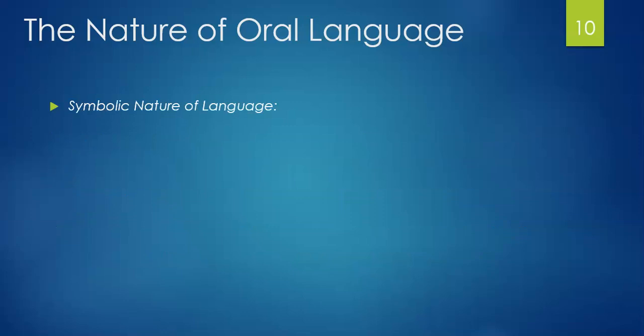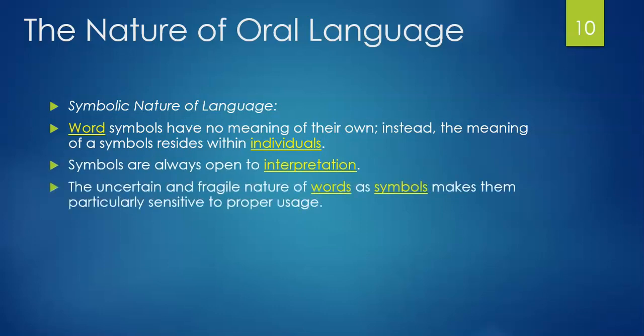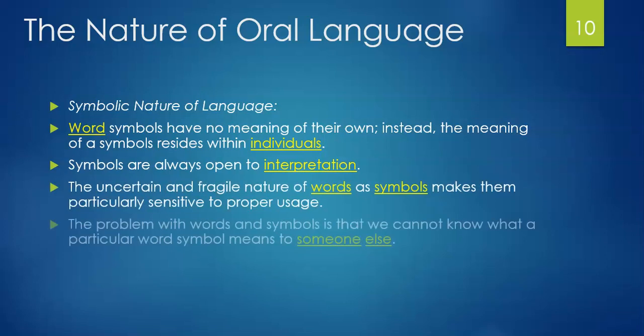The symbolic nature of language. Word symbols have no meaning of their own. Instead, the meaning of a symbol resides within individuals. Symbols are always open to interpretation. The uncertain and fragile nature of words as symbols makes them particularly sensitive to proper usage. The problem with words and symbols is that we cannot know what a particular word symbol means to someone else, 100%. We can't know exactly what a symbol means to somebody else. Keep that in mind for your test.